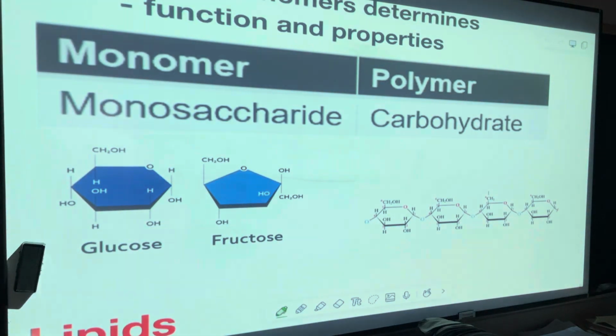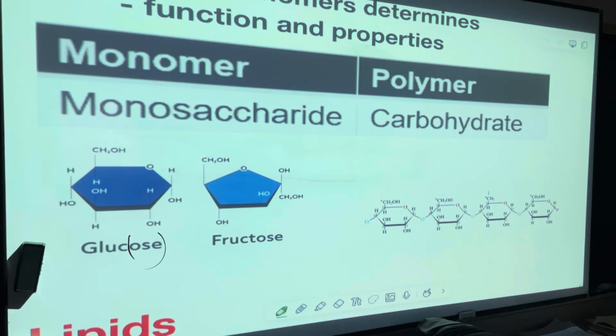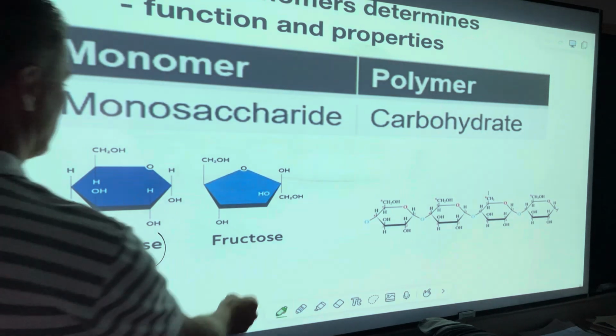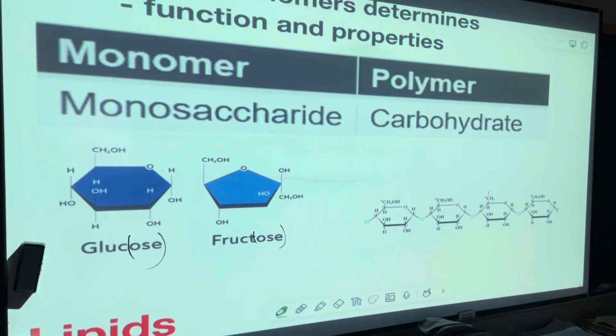Now, I want to point this out. When you write down glucose, I want you to write that OSE. Anytime you see OSE, that's denoting you're looking at a sugar. So here's fructose. Anytime you see OSE, do you guys know what paper's called that you're writing on? Cellulose. So the paper you're writing on is a sugar.